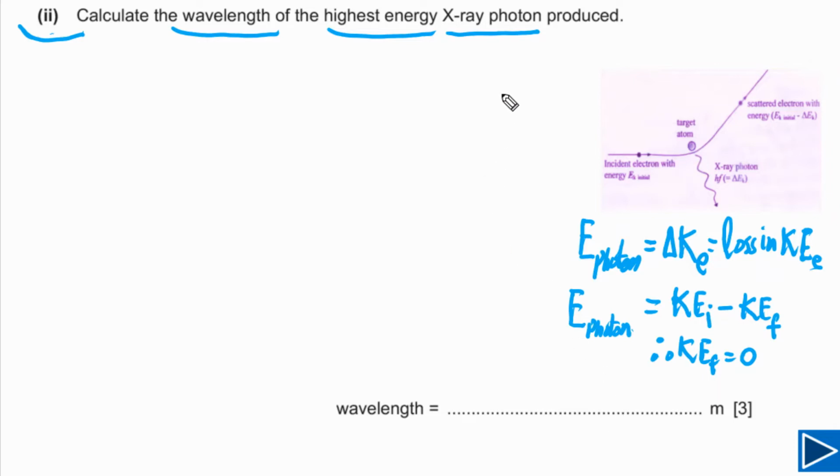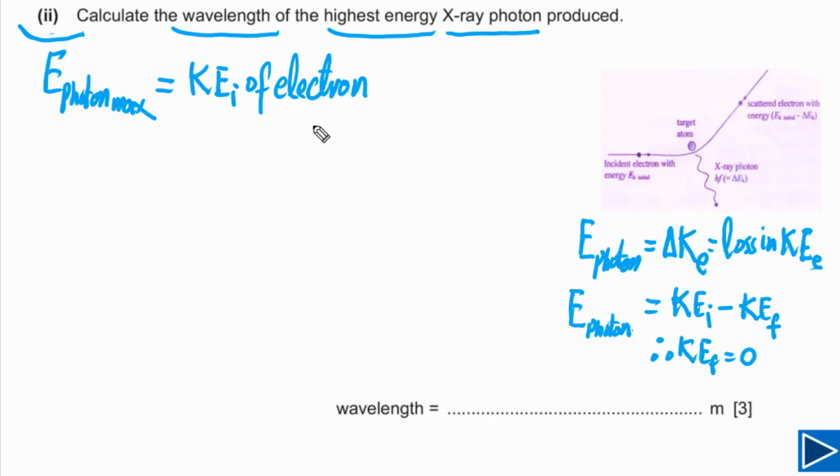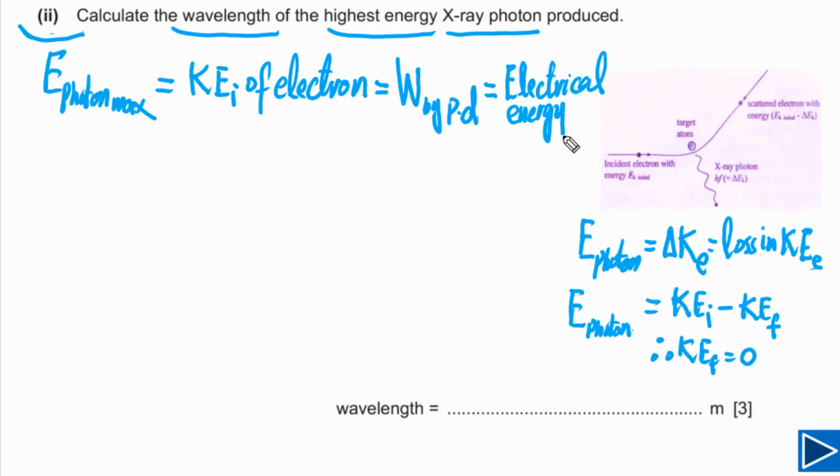So in this case, the maximum energy of the photon is equal to the initial kinetic energy of the electron. Then the initial kinetic energy of the electron is equal to the work done by the potential difference, or simply the electrical energy supplied by the PD. This is the electrical energy supplied to accelerate electrons.